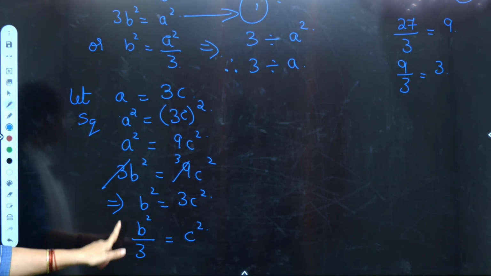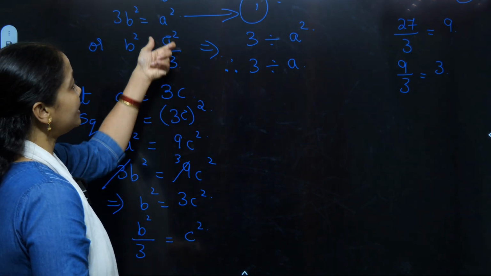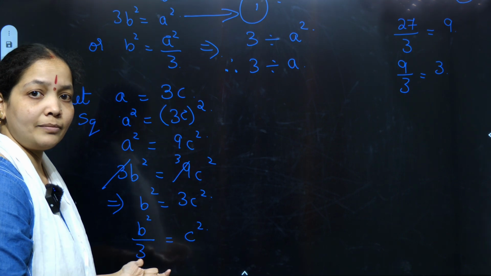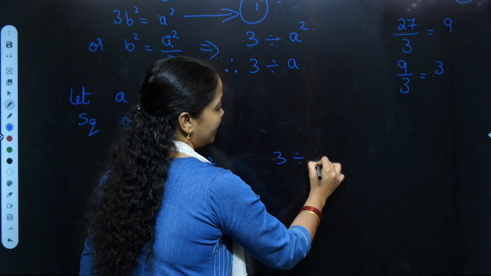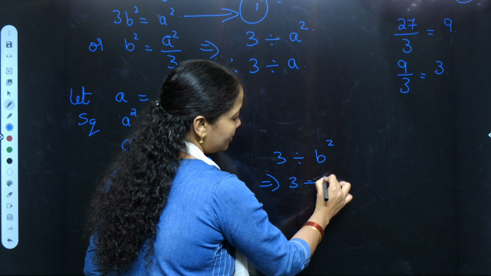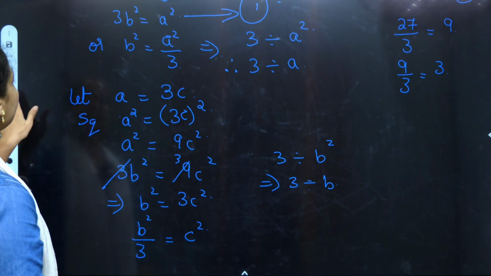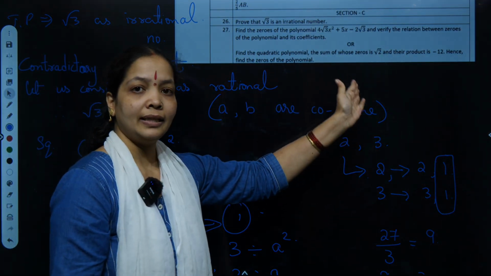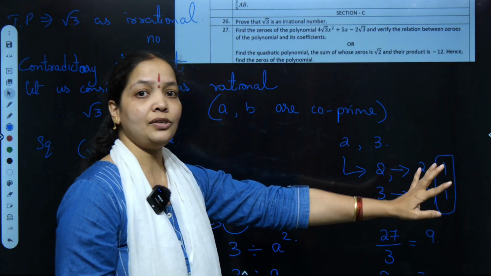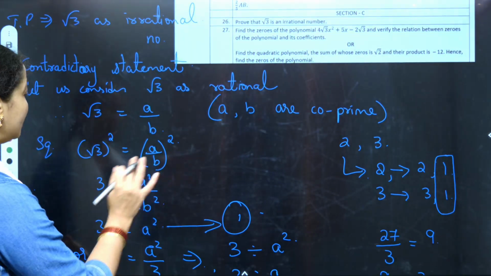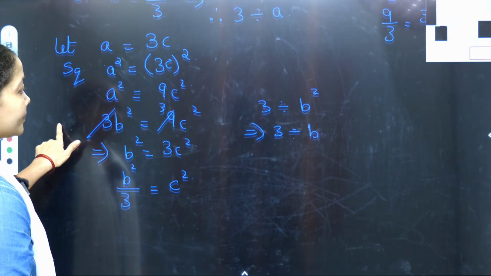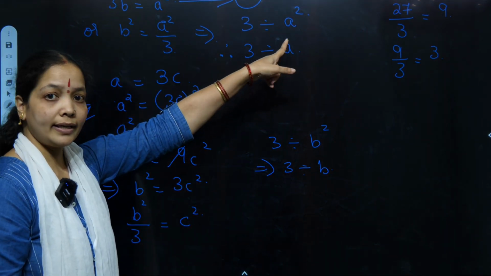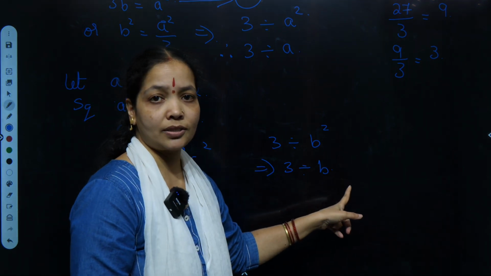When I am writing b square divided by 3, what do I exactly mean? See, I wrote a square by 3, I meant 3 divides a square, 3 divides a. What do I mean by b square divided by 3? 3 divides b square, implies 3 can divide b also. But what was our contradiction? Look at the contradiction here. What was the contradiction? a and b should be co-prime. That means apart from 1, there should be no other common factor in both the given integers. But here we are getting a contradictory statement that 3 is a number which is dividing a also. 3 is a number which is dividing b also.